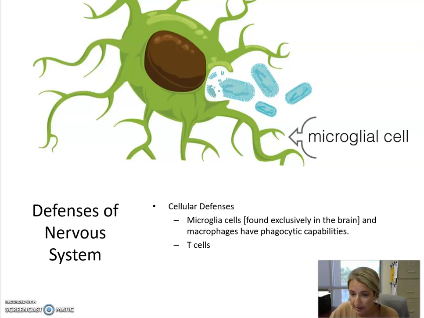We also have T cells within the nervous system, things like cytotoxic T cells that can destroy virus-infected cells, even things like helper T cells, which can help activate the rest of the immune system in order to fight off an infection. So we do have an immune response, it's just not as abundant as what we would expect in other areas.